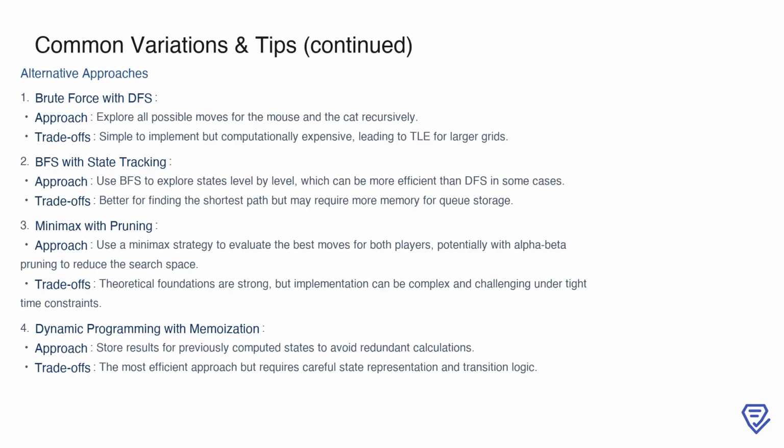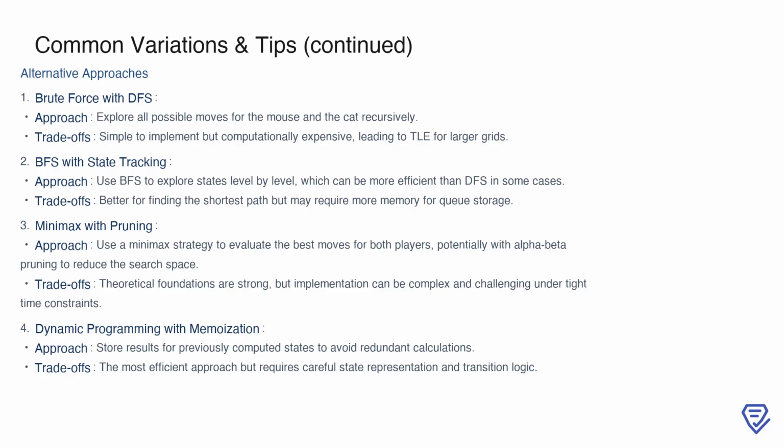A brute force approach using depth-first search explores all possible moves for the mouse and the cat recursively. While simple to implement, it's computationally expensive and prone to time limit exceeded errors on larger grids. Breadth-first search with state tracking is another option. By exploring states level by level, BFS can be more efficient than DFS in finding the shortest path, but it may require significant memory for queue storage.